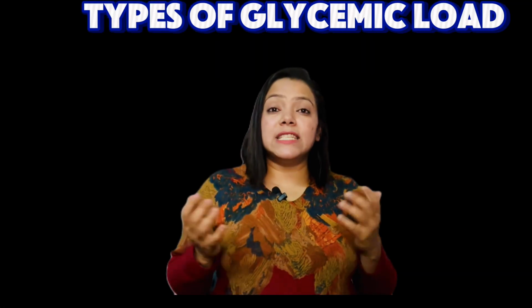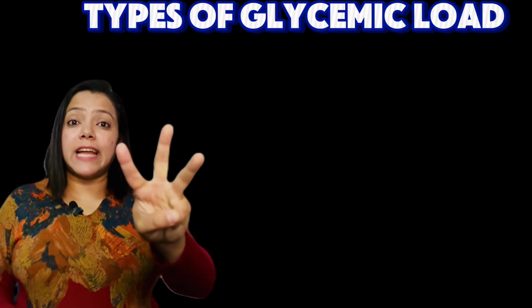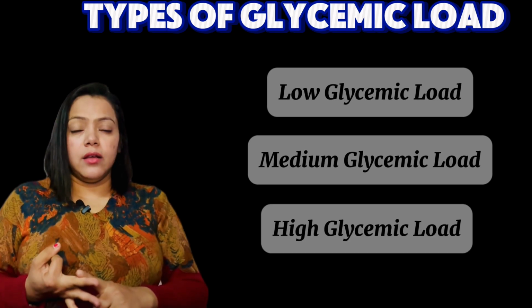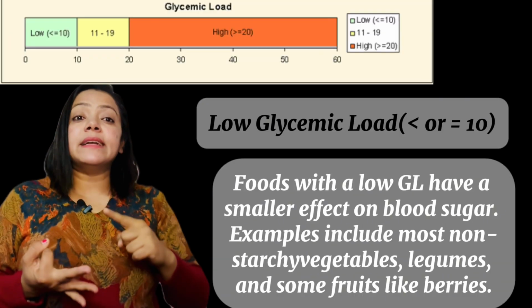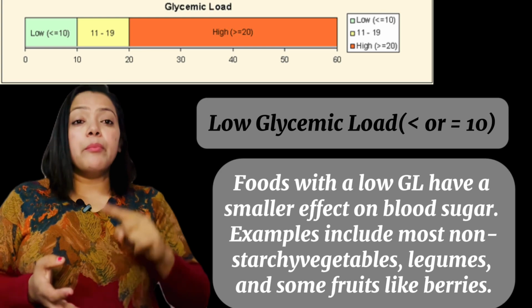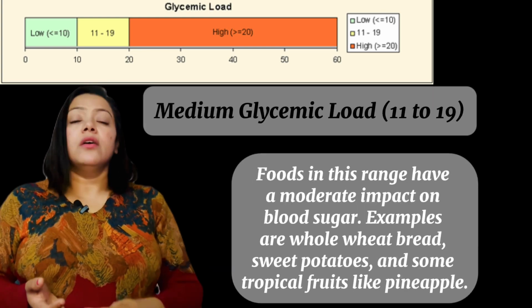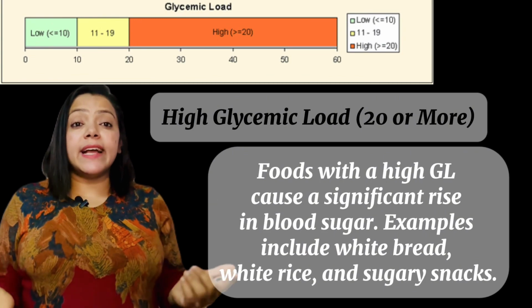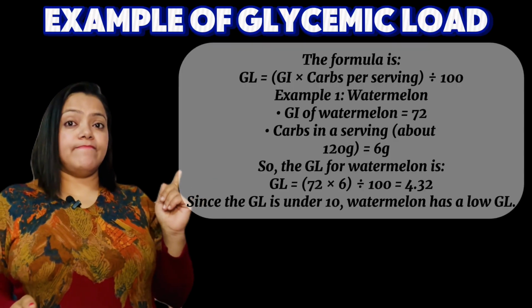And you can see glycemic load is categorized into 3 types: low GL, medium GL, high GL. 10 or less is low GL, medium is 11 to 19, whereas high GL is 20 or more. So you can see the 3 examples given here.